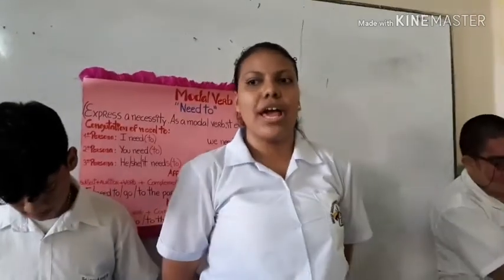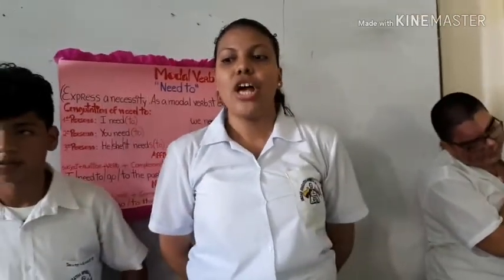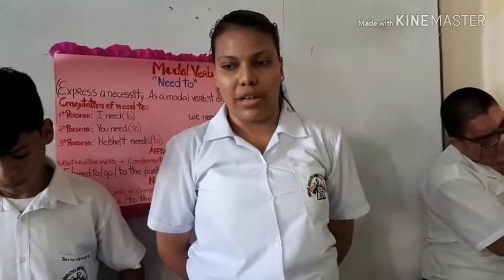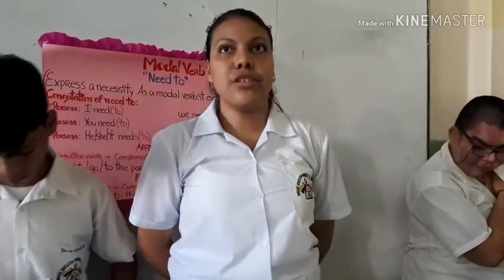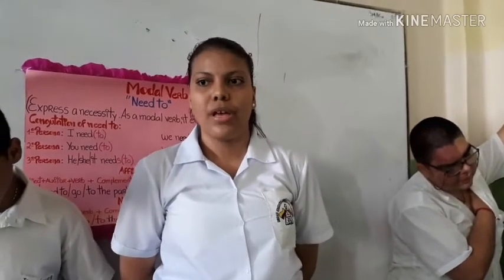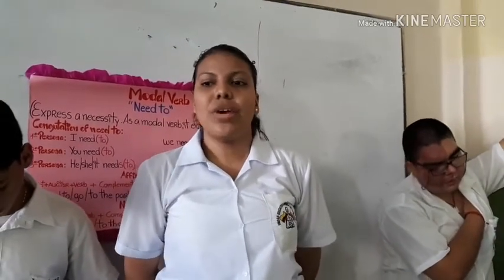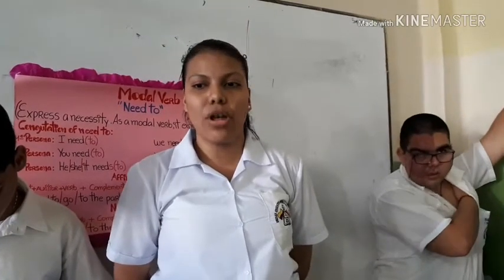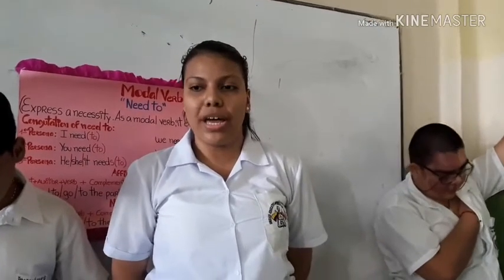Negative. For example, example 1: I didn't need to go to the toilet. There is no external need for me to go. Example 2: We didn't need to get money. They need money, therefore they have to earn money.